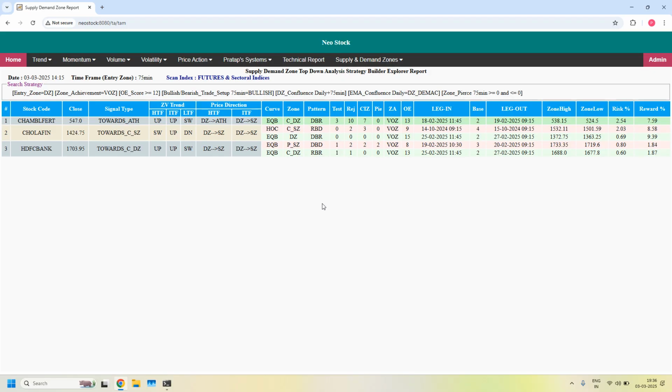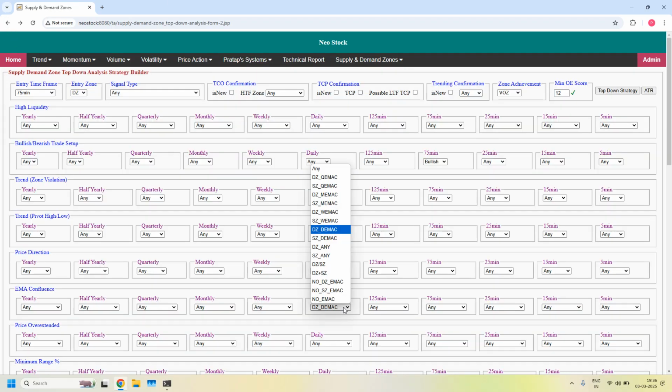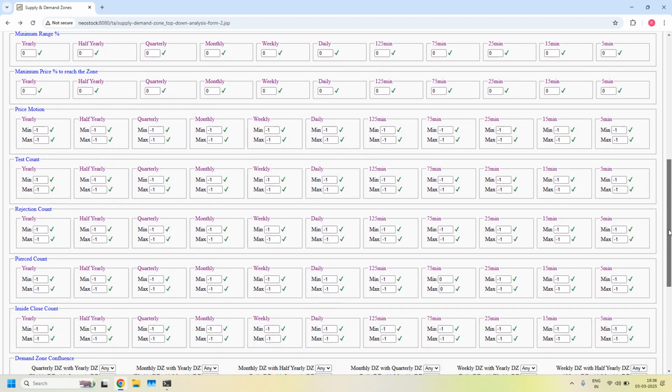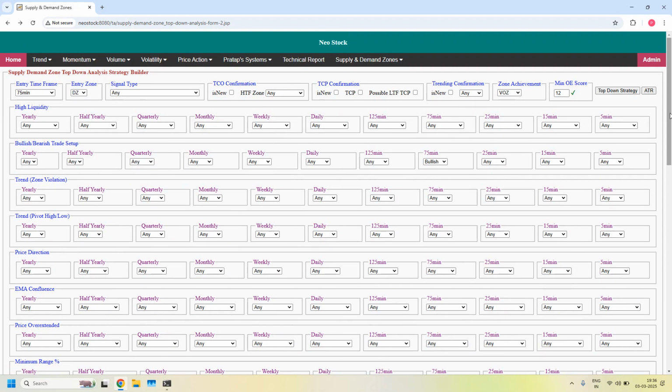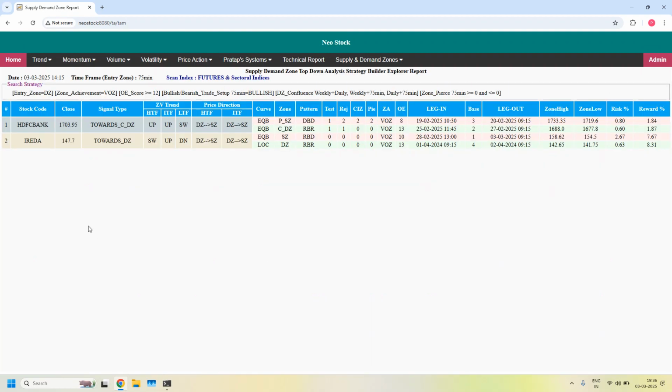Okay, next let us look into LTF, ITF and HTF demand zone confluence. Removing the EMA filter. In the demand zone confluence, 3 filters we have to set. The first filter is already enabled, 75 with daily. Next, 75 with weekly demand zone confluence, and daily with weekly demand zone confluence. With all the 3 filters, we got 2 stocks. In these 2 stocks, these 75 minutes demand zones are overlapped with daily, both together overlapped with weekly.